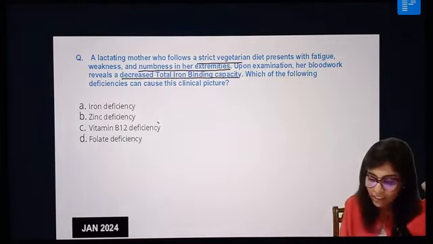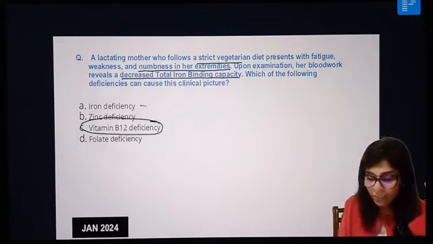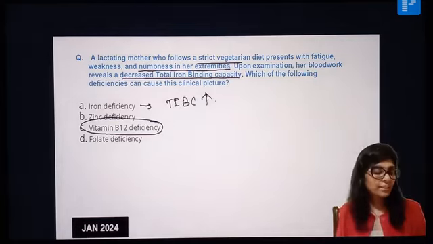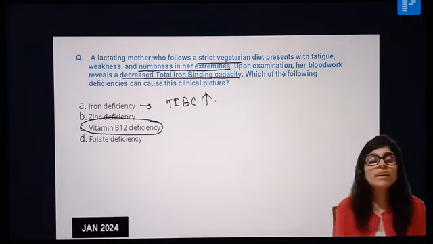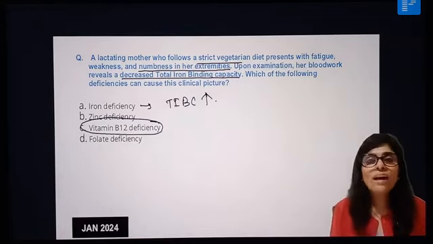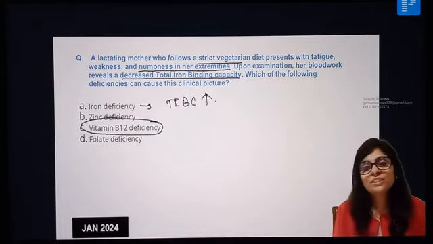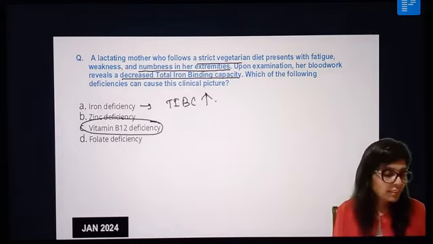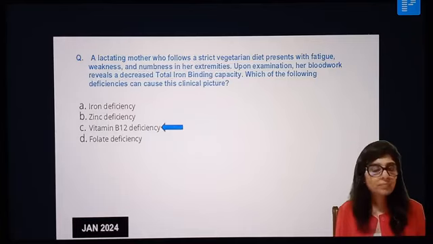Excellent. What is the answer? It is B12 deficiency. How did you exclude iron deficiency? Had it been iron deficiency, total iron binding capacity would be high. Because in this case it is low and the person is a strict vegetarian with neurological manifestations, your answer would be vitamin B12 deficiency.